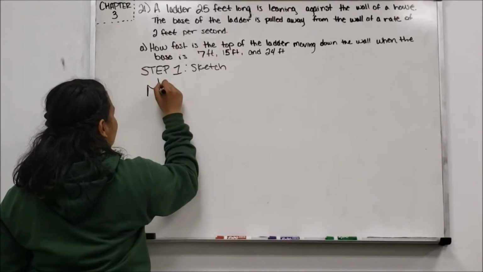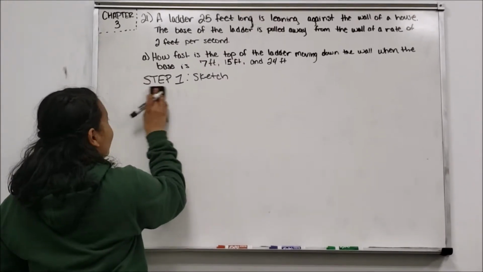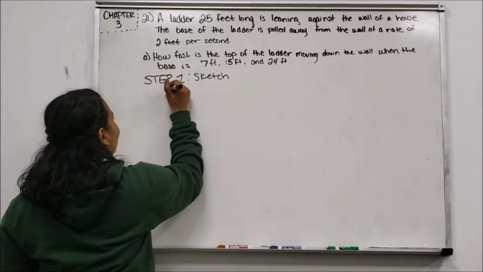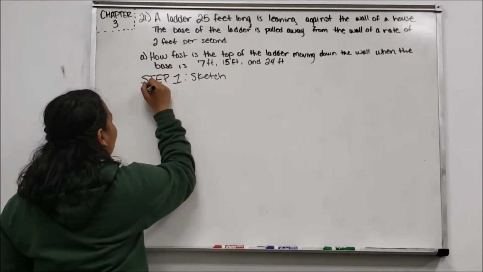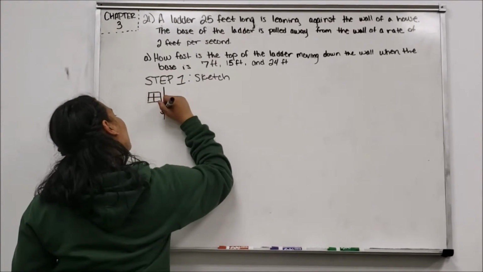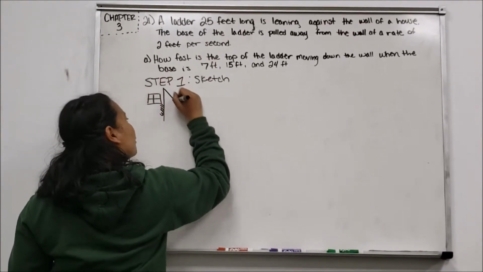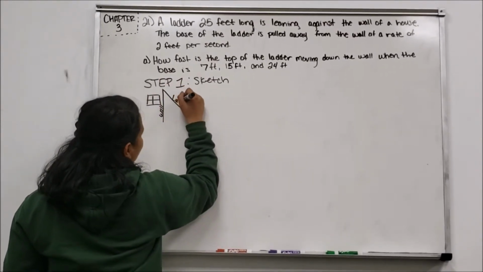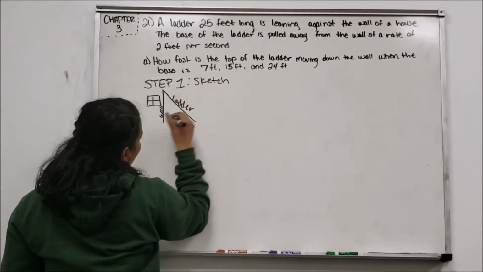We got our house. Ooh, that's a creepy house. Excuse that drawing right there. So we got a wall, our house window. Here's the wall. Here's our beautiful ladder. And here's the ground.